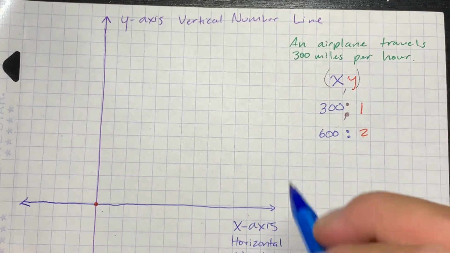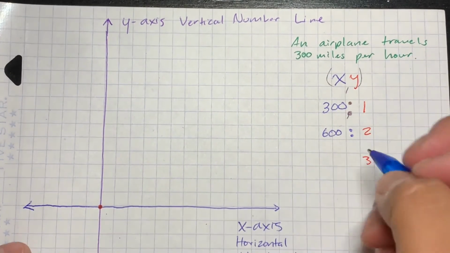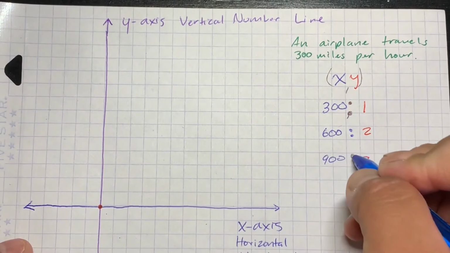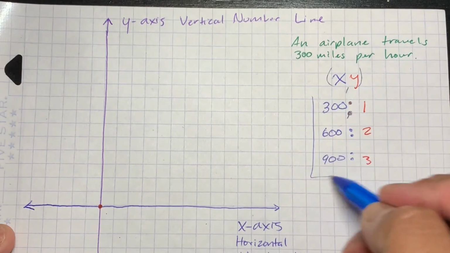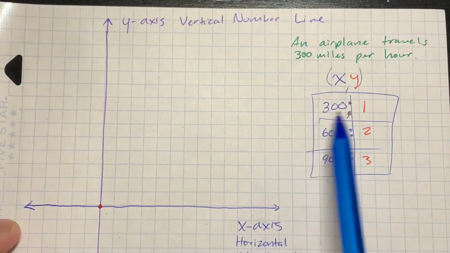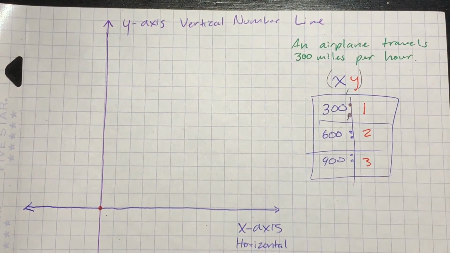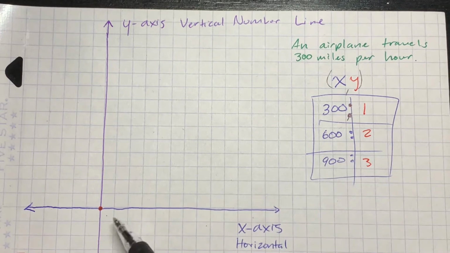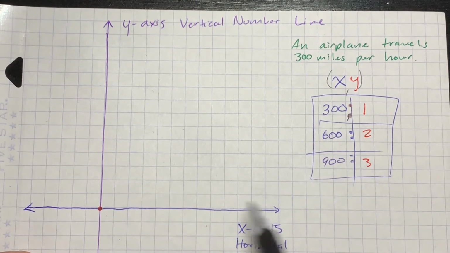In 3 hours, that airplane will travel 900 miles. Okay, so our ratio table is there. And if we make it into an actual table, we have our ordered pairs, your x-axis and your y-axis. Now, when we plot this, we're going to go on your x-axis to the right because 300 is a positive number.